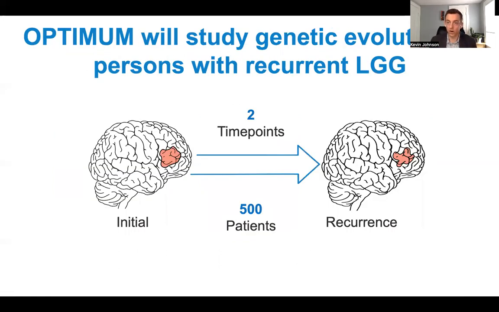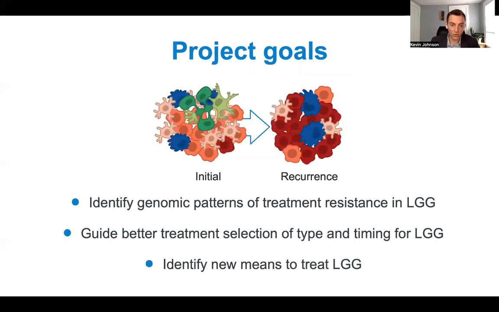And so our broad goals for the study are to study that genetic evolution in the population that we haven't studied as intensely before, which is the low-grade gliomas. And what we're doing is studying these tumors at those two time points, initial and recurrent disease, in about 500 patients to better understand what are the common paths that exist. And our goals are to identify genomic patterns of treatment resistance, ultimately to guide better treatment in terms of both the type and timing of treatment for low-grade gliomas, and also potentially identify new targets to prevent these tumors from recurring in future patients.